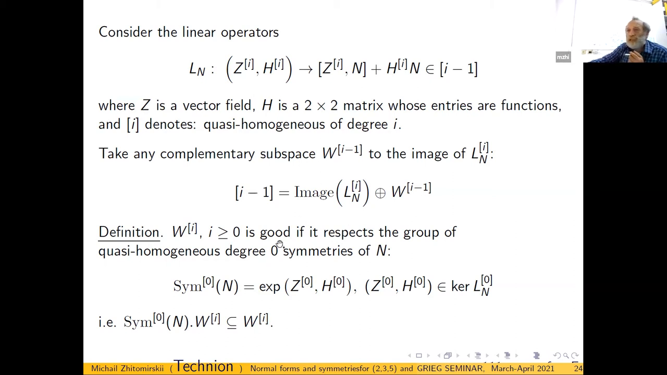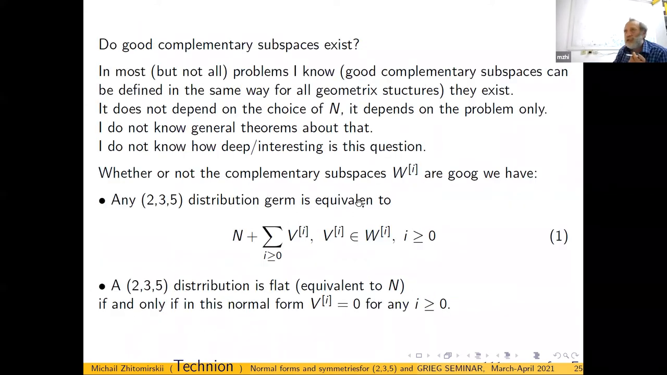What is important is that whether it is good or not does not depend on the choice of this N. We have a choice of N, because I express it as two vector fields in coordinates. So we have a big choice, but for this definition it is irrelevant. Either good or not, our choice of N doesn't make a difference. But then we have a question: do such complementary subspaces exist or not? In this problem, I will show today that they exist.